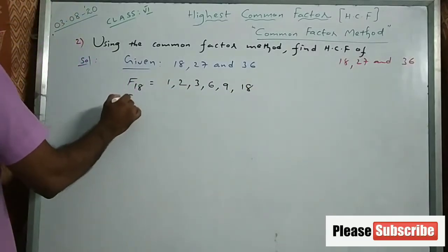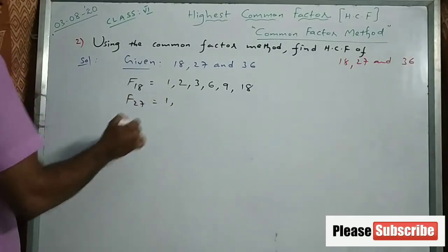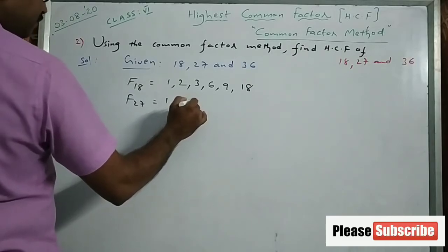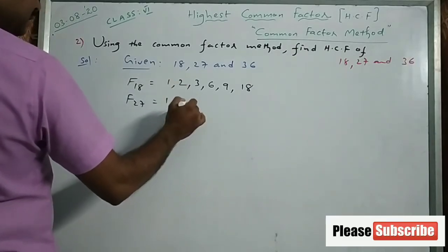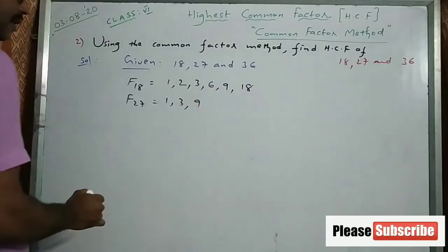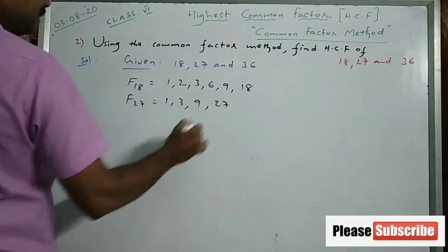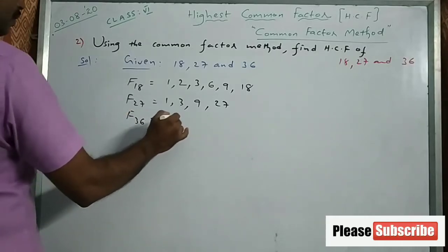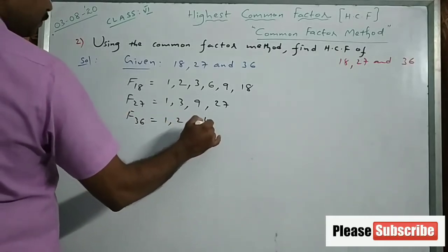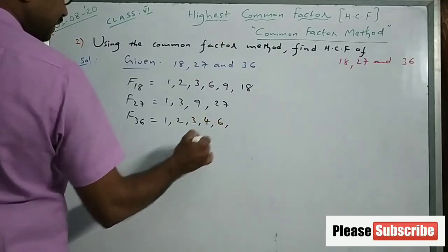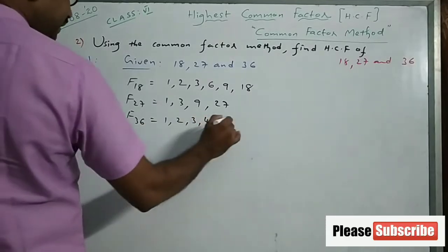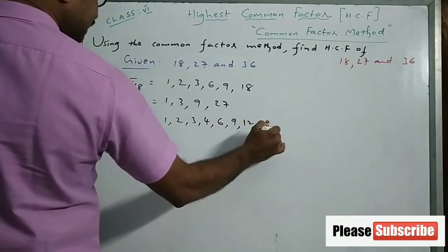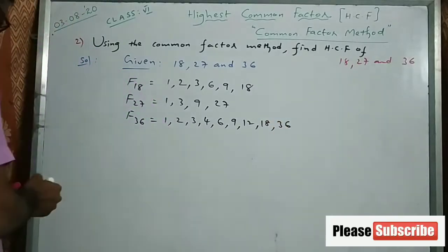Now what are the factors of 27? 1 is a factor of every number. 2 cannot go. 3 9s are 27, and 27 1s are 27. Right? Factors of 36. 1 will go. 2, 3, 4, 6 6s are 36. 9 4s are 36. 12 3s are 36. 18 2s are 36 and 36 1s are 36.